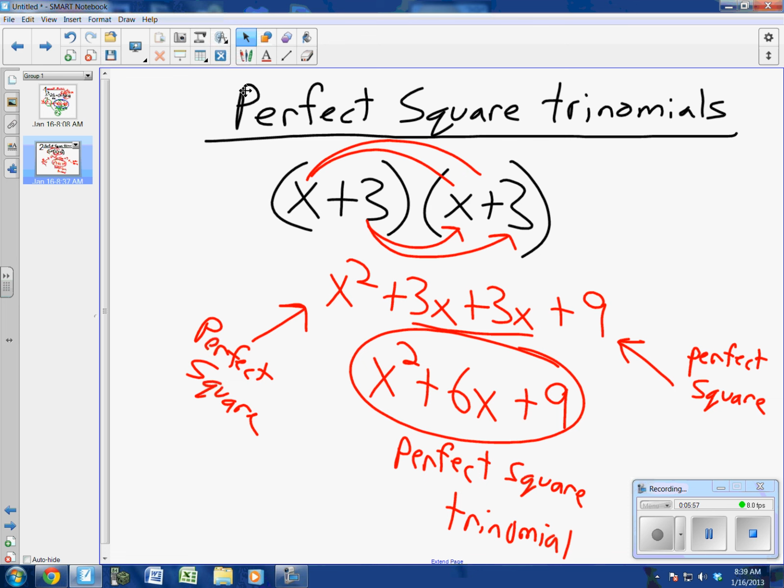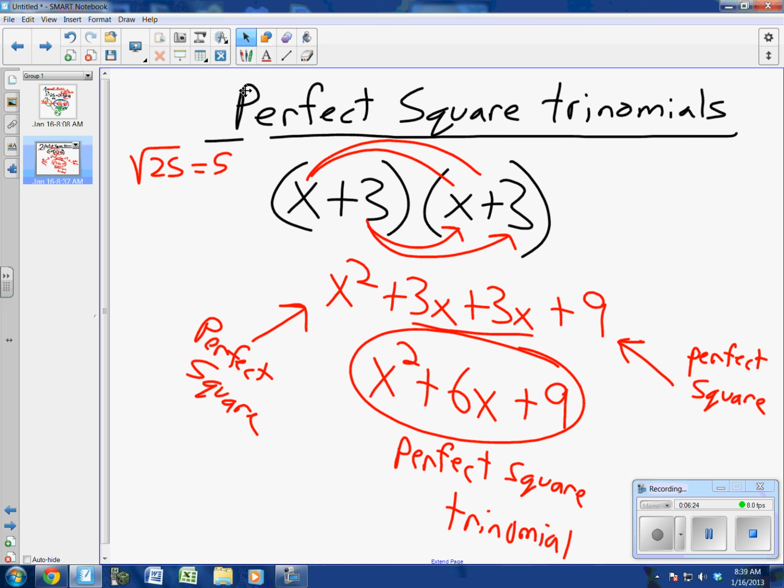We call this a perfect square trinomial because what's the square root of this? This right here. You've got two binomials exactly the same. If you take the square root of, let's say, 25, you get 5 times 5, right? I mean, the answer is 5, but the factors are 5 and 5, right? So you get two factors that are exactly the same.